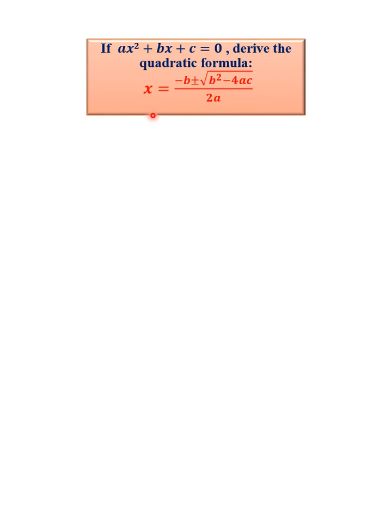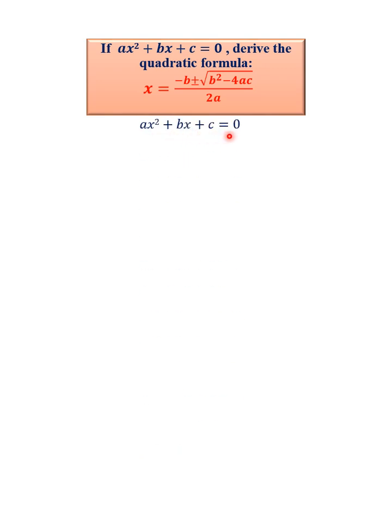Hi guys, let us derive the quadratic formula that says x equals minus b plus or minus the square root of b squared minus 4ac all over 2a. This is the quadratic formula, and the question is saying if we are given the quadratic equation ax squared plus bx plus c equal to 0, derive the quadratic formula. We are just going to do that.